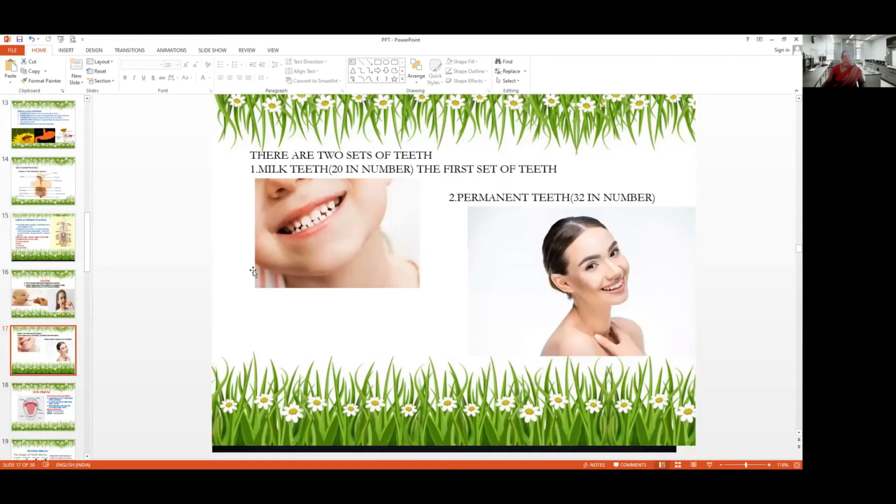Next, there are two sets of teeth in our mouth. One is milk teeth, which are 20 in number and can be seen from the age of 6. Then permanent teeth, which are 32 in number when we reach the adult stage.